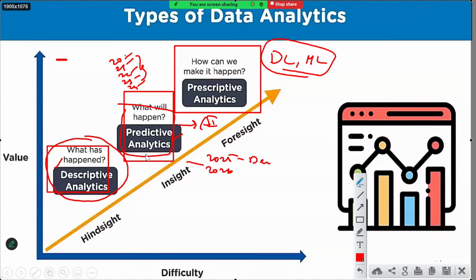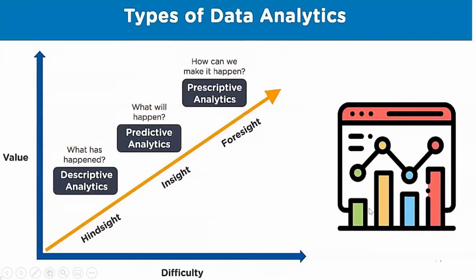If you want to do predictive analytics or prescriptive analytics, the knowledge of artificial intelligence is a must. Companies are looking for people who have knowledge of artificial intelligence, because predictions and prescriptive analytics can be done using artificial intelligence only. So that is the thing, guys. We have three types of analytics: descriptive analytics, predictive analytics, and prescriptive analytics.